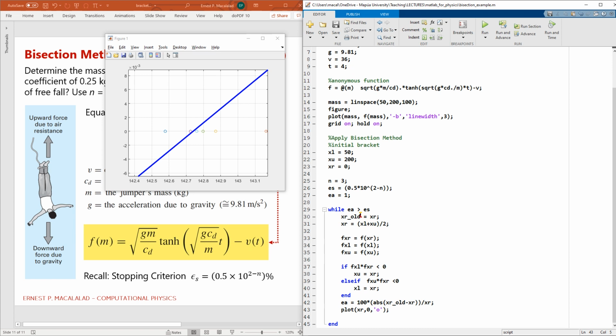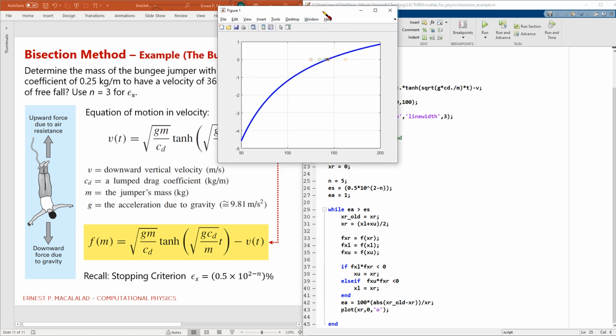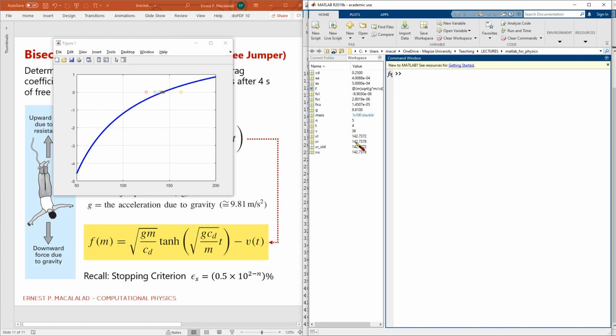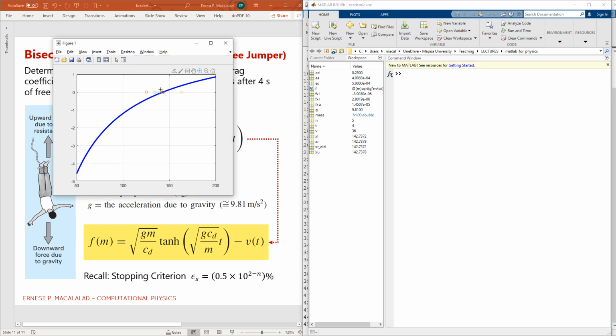Now if we're going to increase our n, so let's say 5, and then let's run it again. We will notice that our value of XR would be 4.27378. So this is our exact value. So if we're going to zoom in here and zoom in further, so this will be our result.